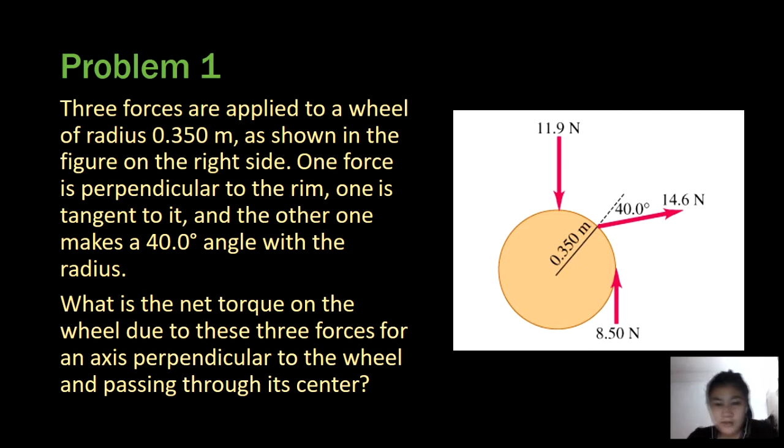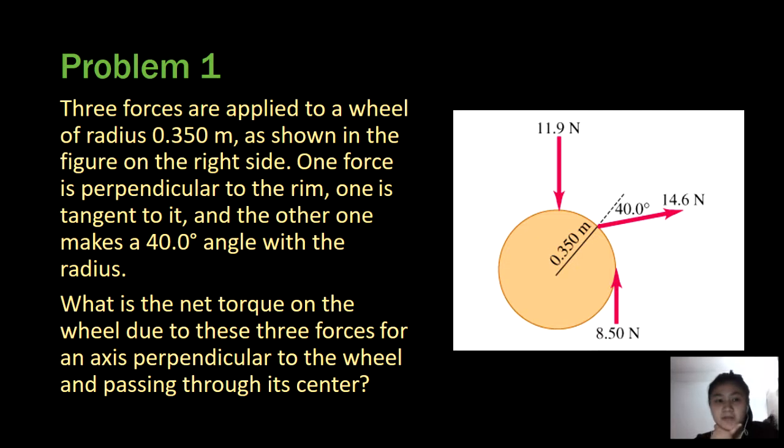As you can see in the figure on the right side, there are three forces shown. The first force is at the top of the wheel, pointing downwards, 11.9 newtons. The other force makes a 40-degree angle with the circle, and its value is 14.6 newtons, while the third force applied to the wheel has a value of 8.50 newtons. The problem is asking what the net torque on the wheel is due to the three forces for an axis perpendicular to the wheel and passing through its center.